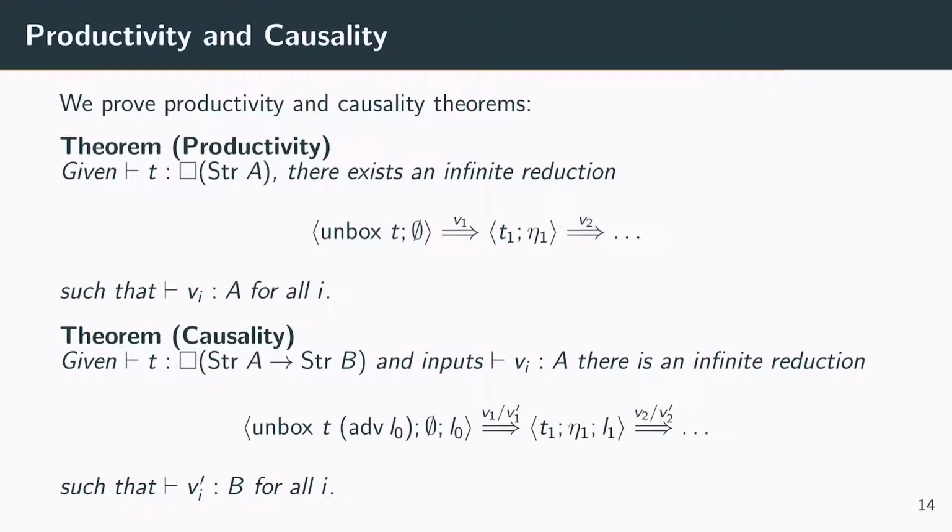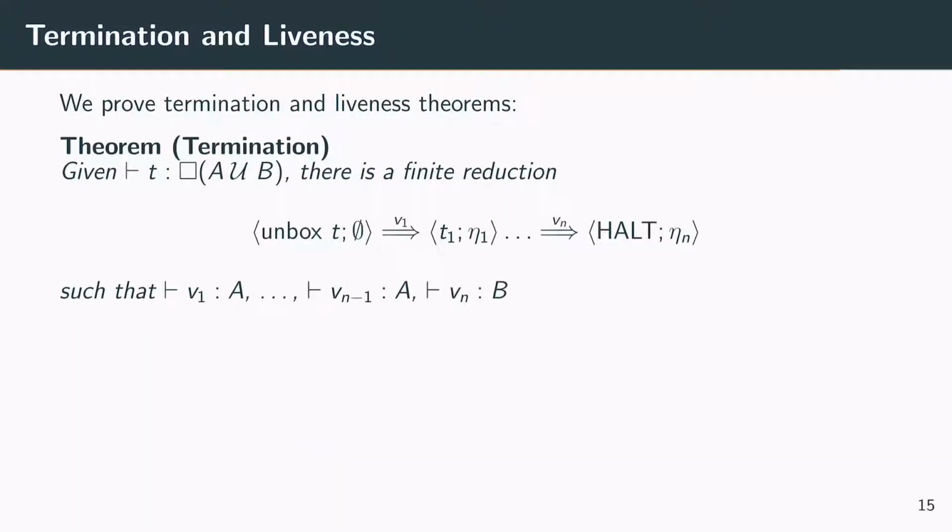For stream transducers, we get a similar result. So we have a term that produces a stream of B's from a stream of A's, and we have an infinite sequence of A's that we give it as input. We indeed get an infinite execution of the stream transducer, where each output is indeed of type B, and the whole thing is causal. So the results at time step 2 will only depend on input values of time step 2 or earlier.